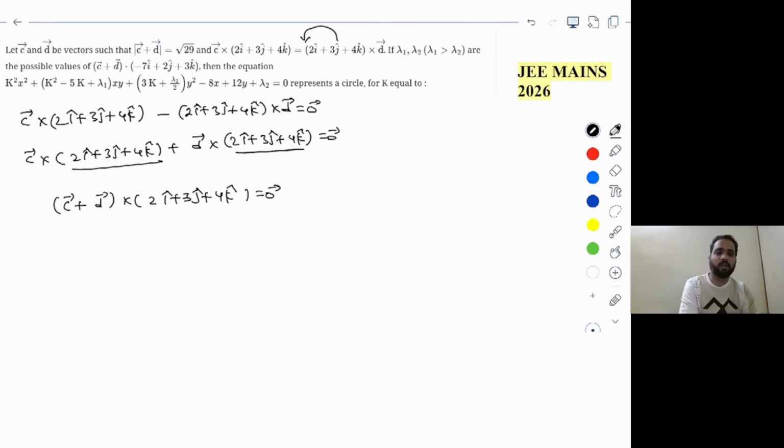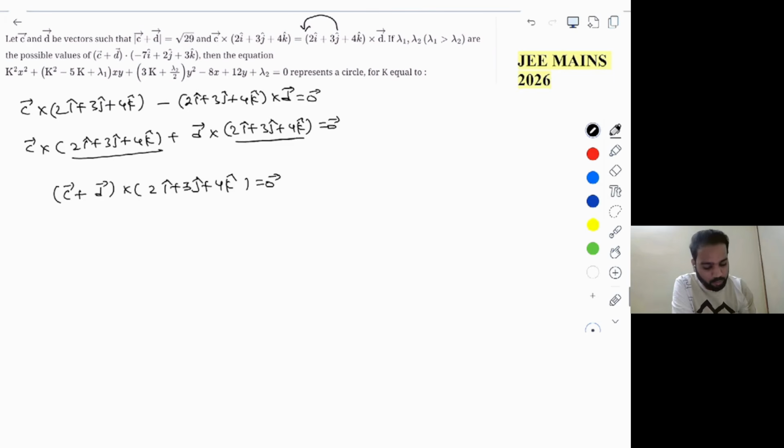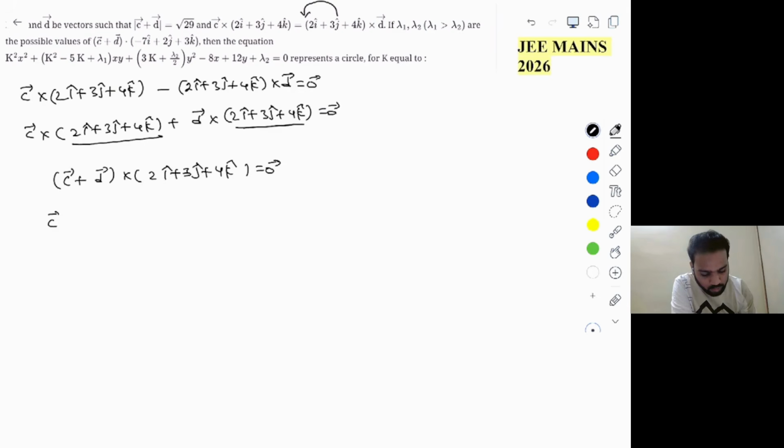So this is the main advantage of doing this process. Clearly you get the cross product of two vectors as 0. So whenever the cross product of two vectors is 0, we know that the two vectors should be parallel. So let's mention that condition that C bar plus D bar should be definitely parallel to 2i cap plus 3j cap plus 4k cap. So if there are two vectors which are parallel to each other, we know that one of them can be expressed as a scalar multiple of the other.